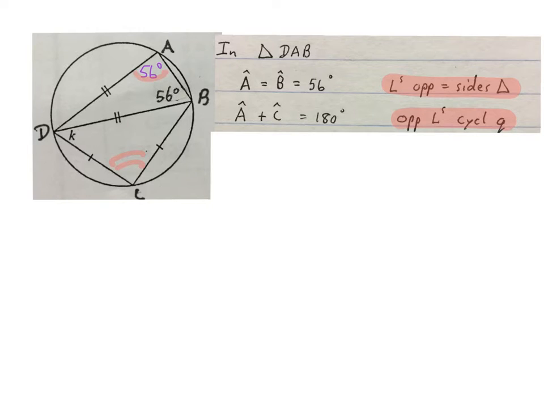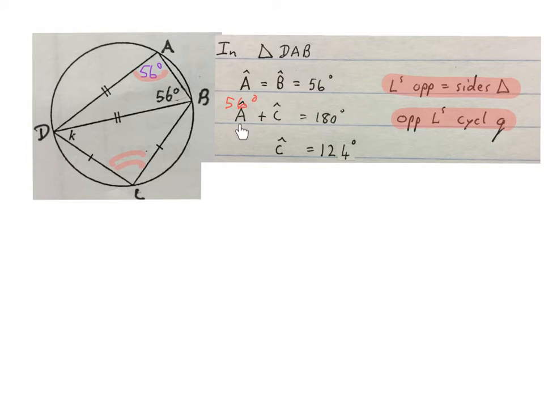Then we can see that angle A plus angle C will add up to 180 degrees, opposite angles of a cyclic quad. And because A is 56 degrees, we can just minus it from the 180 and we get C equals to 124 degrees, which we write in on our sketch.